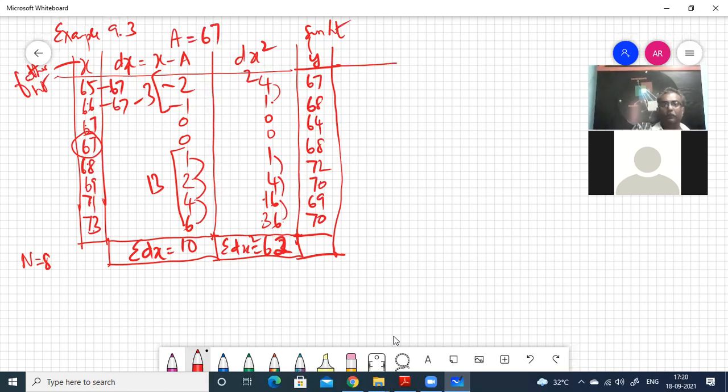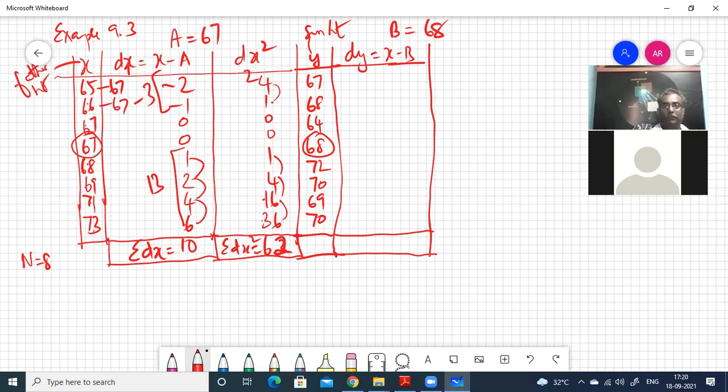Now you get one assumed mean for this one. 1 2 3 4, 1 2 3 4, either 68 or 72 we can take as the assumed mean. Let us take 68 as the assumed mean. Now dy is equal to y minus the assumed mean. 67 minus 68 is minus 1. 68 minus 68 is 0. 64 minus 68 is minus 4. 68 minus 68 is 0. 72 minus 68 is 4. 69 minus 68 is plus 1.